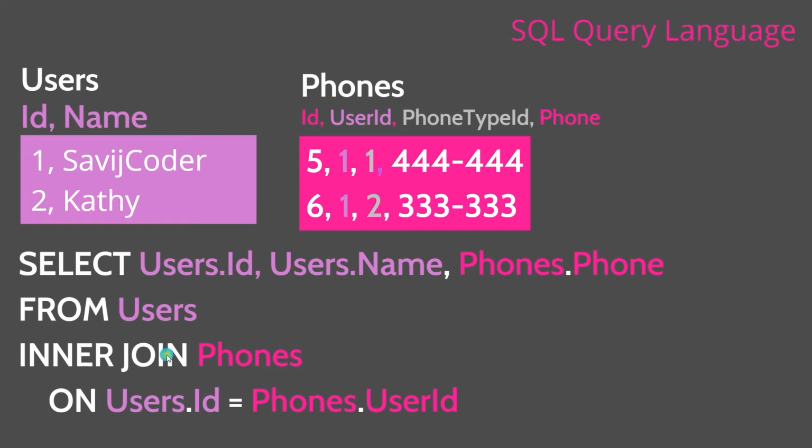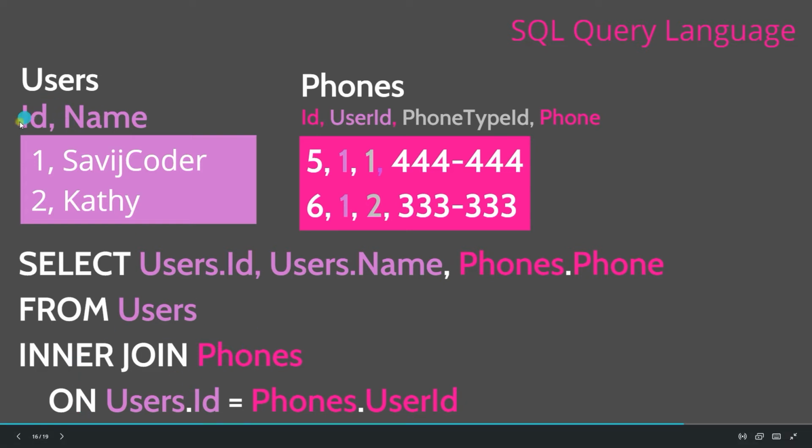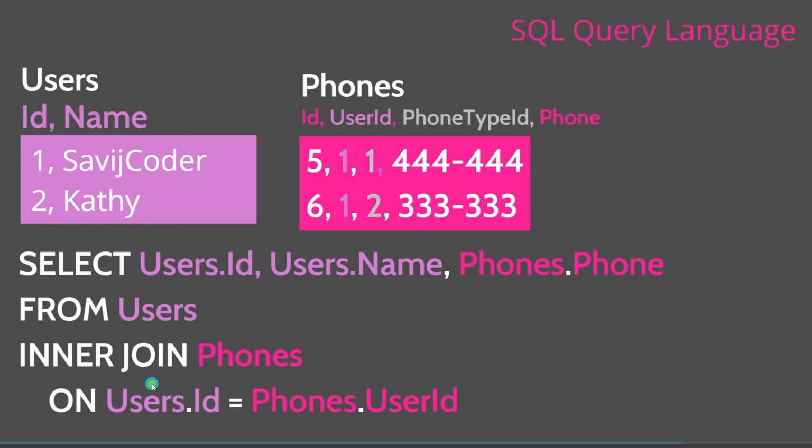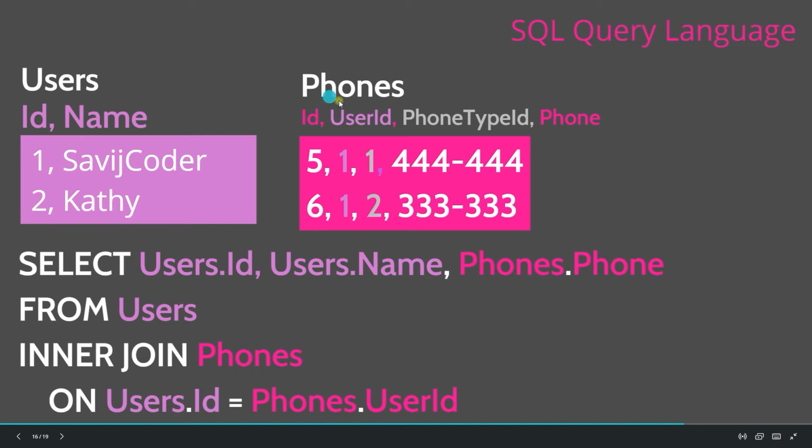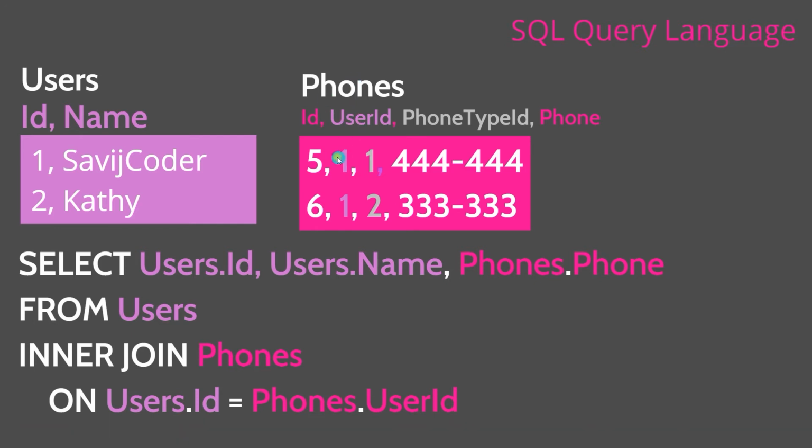So we give it the inner join syntax and then the name of the table. So we want to inner join phones, and we're going to join them on the user's ID, and we're going to make that equal to the phone's user ID. So this user ID in phones has to equal the user ID column in the users table. And if they're equal, then it will set up a relationship between these two rows.